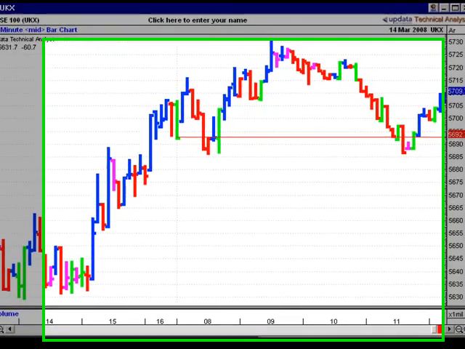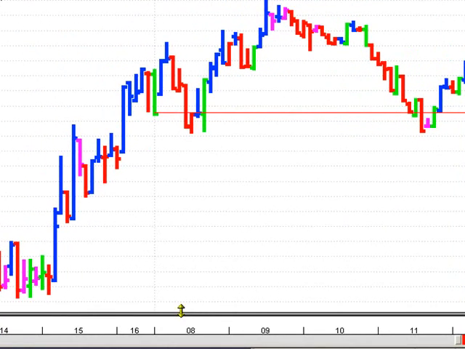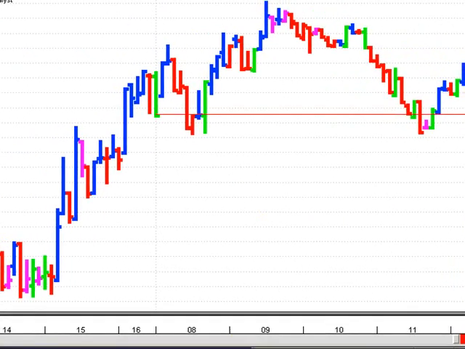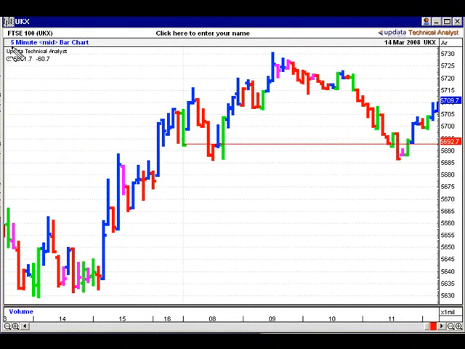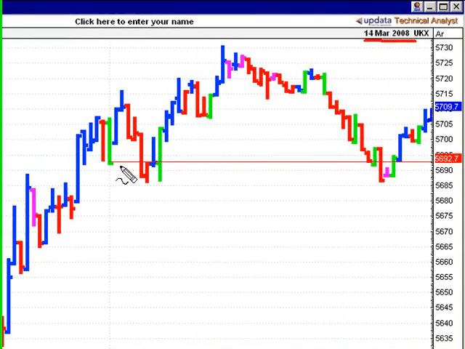Hello, this video clip is fairly short but also very important. What we're looking at here is a 5-minute chart of FTSE on the 14th of March 2008. I've drawn this red line in here, and this is what I call parity. That's the point at which FTSE is unchanged on the day.